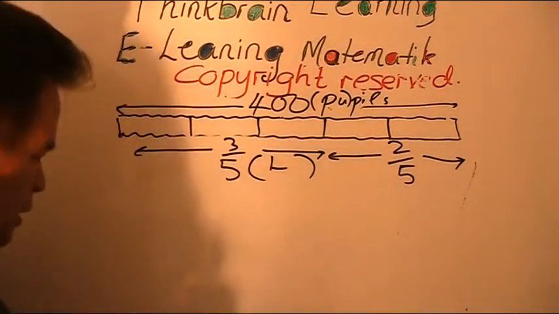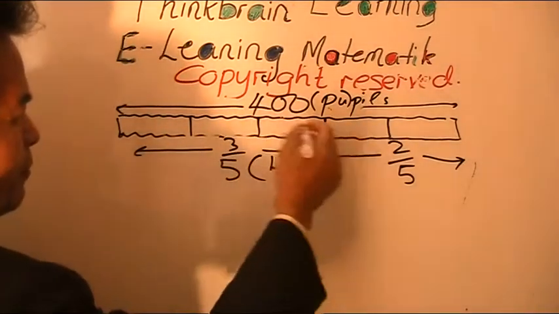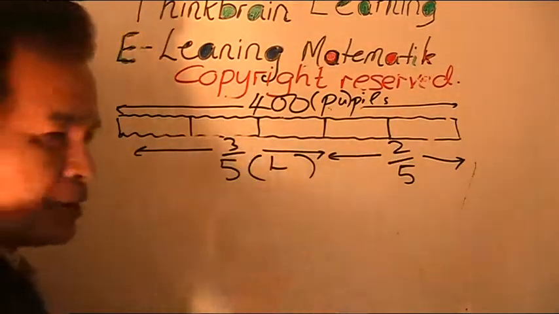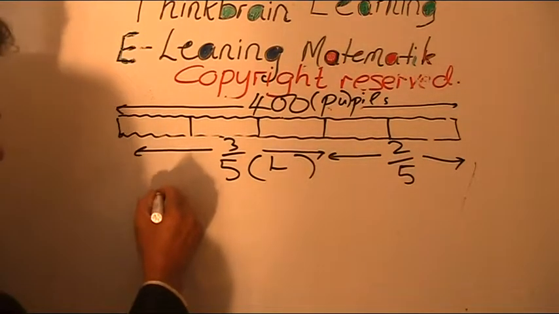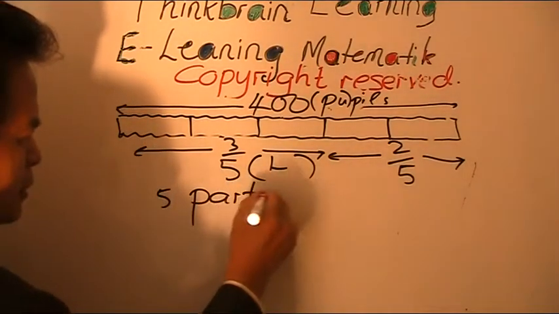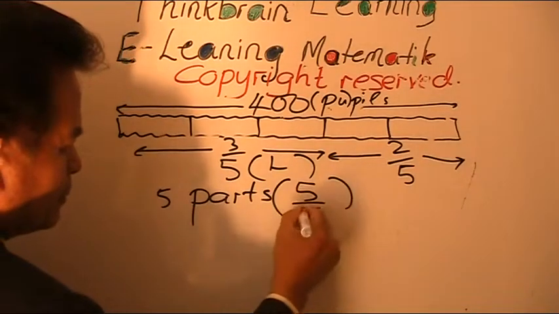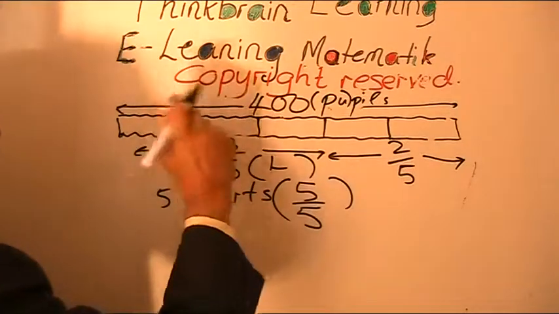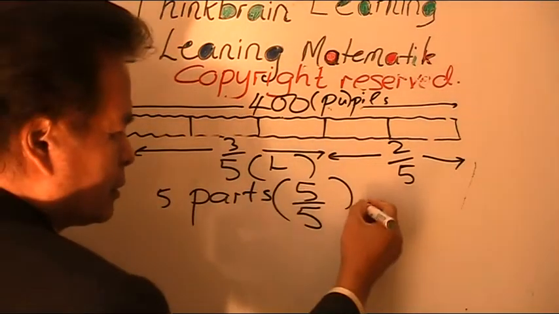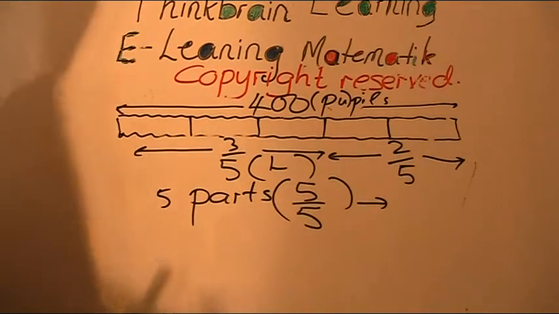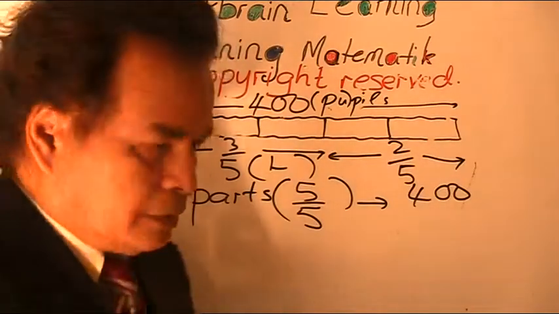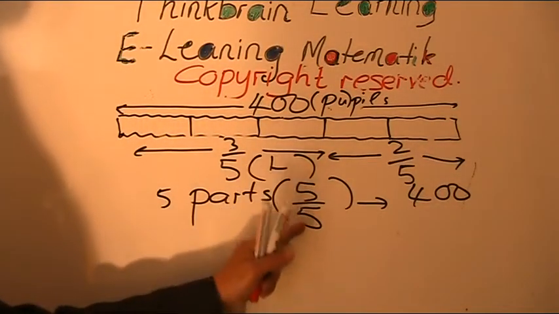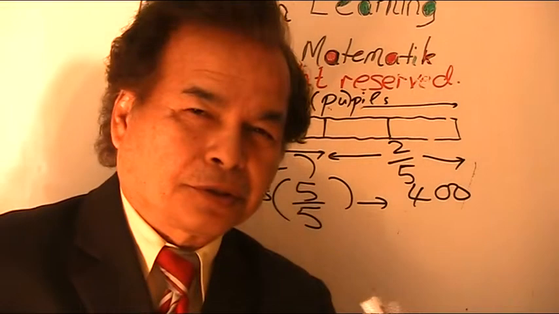Okey, jadi sini kalau saya pun nak tengok, if I were to get this thing done in a different way, there are 5 parts, is it? How many parts? 5 parts. But that 5 parts, you can write down here 5 parts. Or it is 5 over 5, is it? 5 over 5 parts. Or 1 whole equals to 400. Betul-salah. 5 bahagian ataupun 5/5 sama dengan 400.